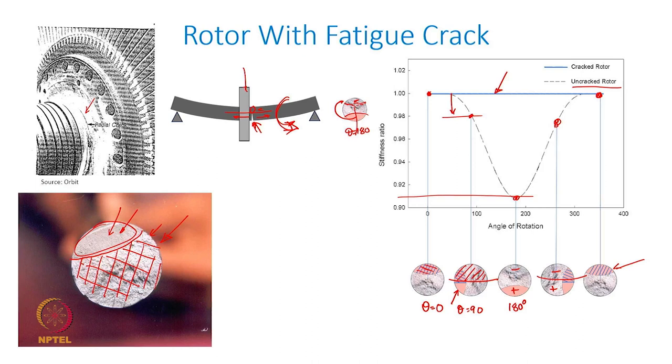Obviously, you can agree with that if the shaft is uncracked, it is going to have the same stiffness all through as it rotates. So, the stiffness does not change. But because of the crack opening and closing continuously and gradually during a rotation, the stiffness of the shaft fluctuates like this, which again brings me back to our governing equation of motion.